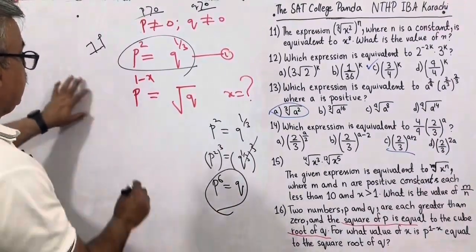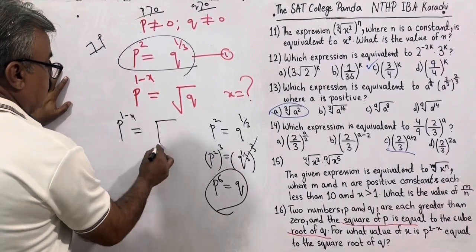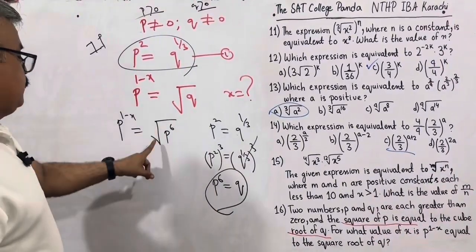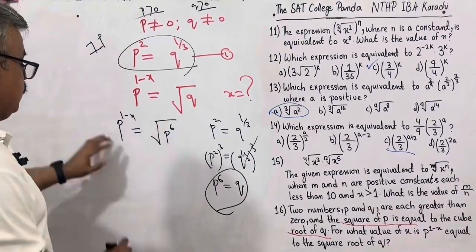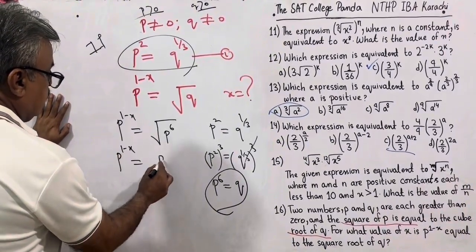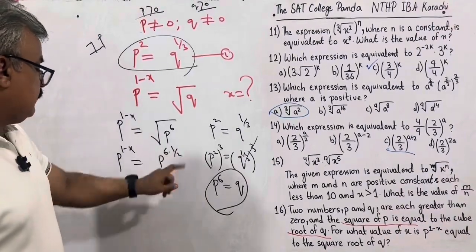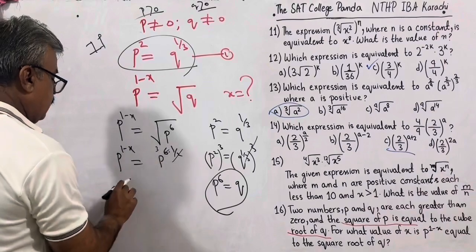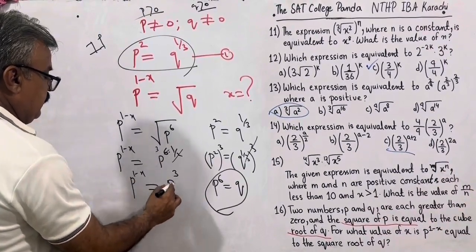Just plug in here. I have P raised to 1 minus x. Instead of Q, I can write P to the 6. Square root means 1 over 2 power. So I have something like this: P raised to 1 minus x equals P to the 6 raised to 1 over 2. P raised to 6 times 1 over 2. Applying the table of 3, I have P raised to 1 minus x is equal to P raised to 3.